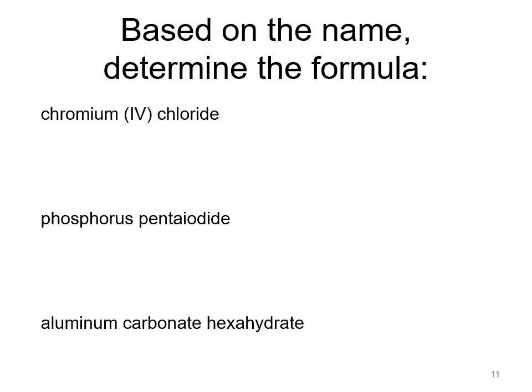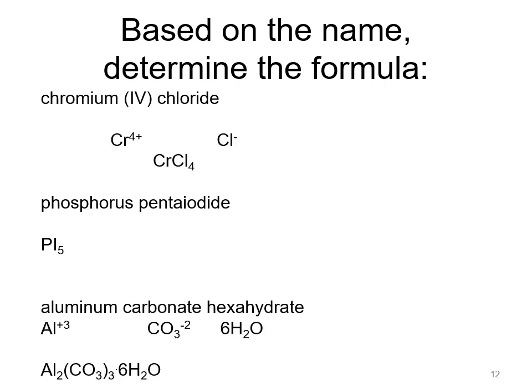Let's try this in the opposite direction. Based on the name, I would identify the type of compound it is and then determine the formula. So first of all, we have a Roman numeral. That should indicate right away we have a transition metal, and that's an ionic charge. That Roman numeral of 4 telling us we have a chromium +4 ion. Since it's paired with chlorides, this is just going to be CrCl4.